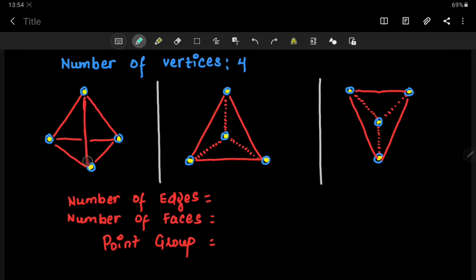Coming to the number of edges, as I have already counted, these are the edges, 3 above and 3 from the bottom triangular face. Altogether it is forming 6 edges. One triangular face towards your right, second triangular face towards your left, third triangular face away from you, and a fourth triangular face that forms the base. This gives 4 faces, and all the 4 are triangular faces.